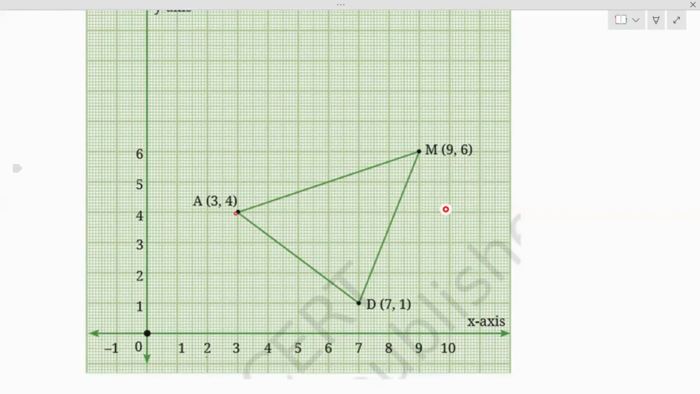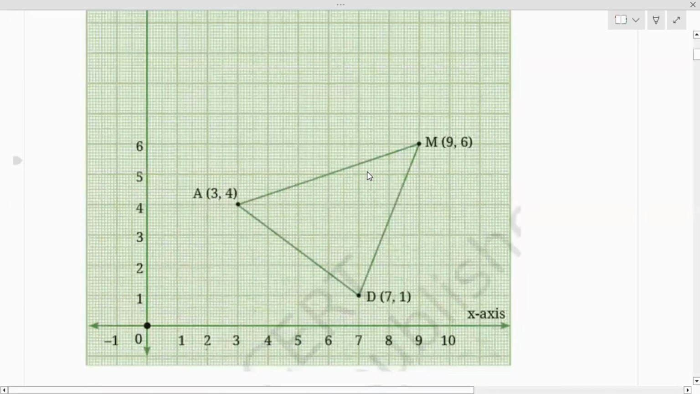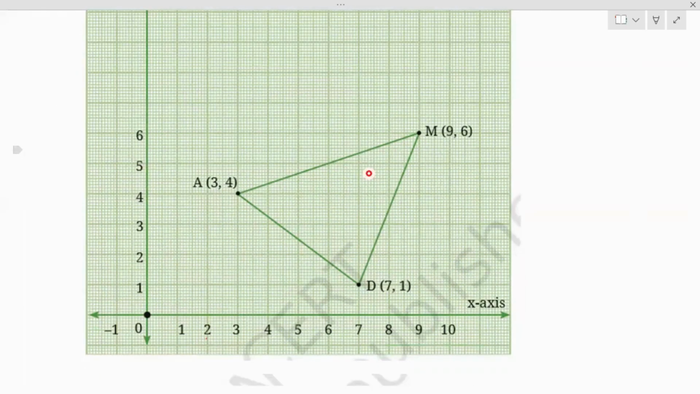Now we will calculate the distance. We will find the distance. How can we find the distance? Now, suppose a line is parallel to the axis, for example, there is a line like this. I want to find its length. I can clearly find it on the x-axis.